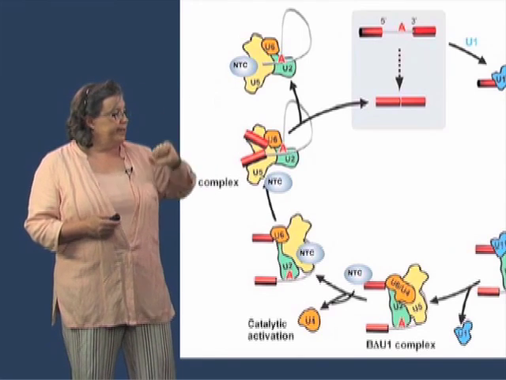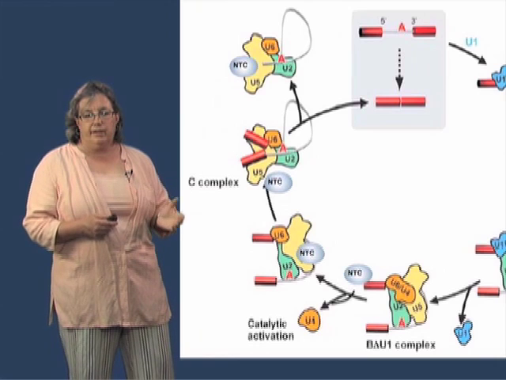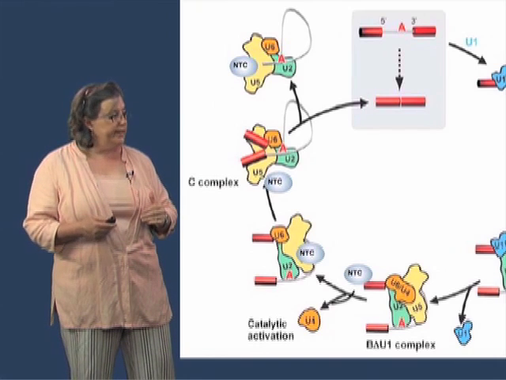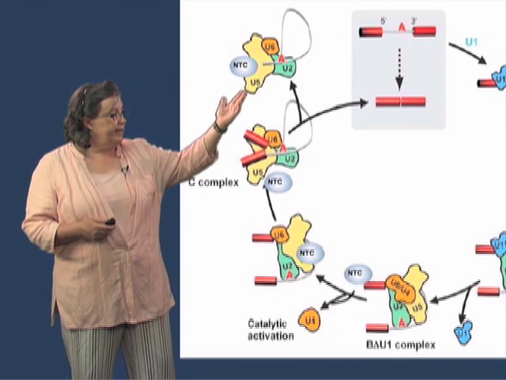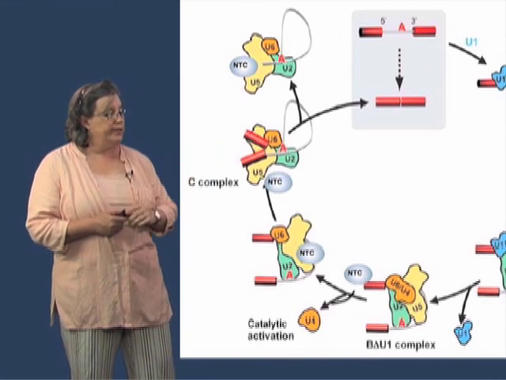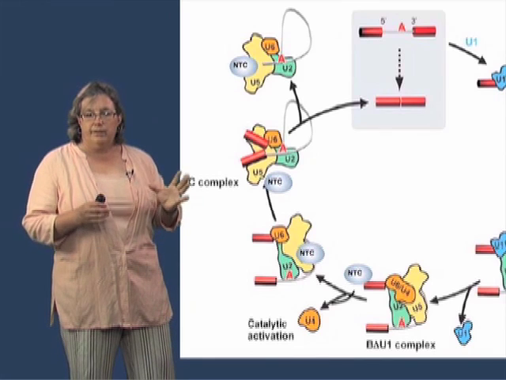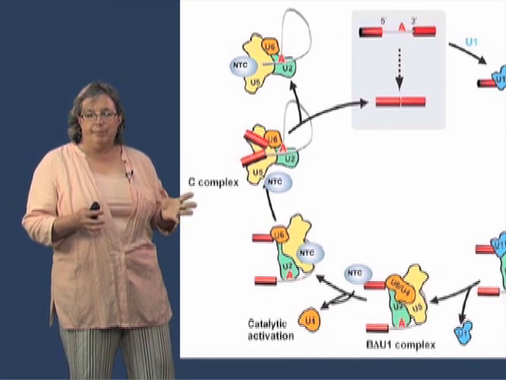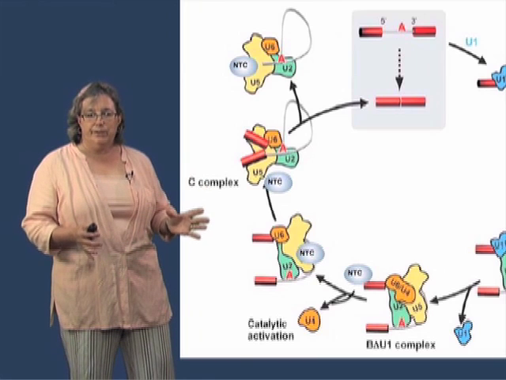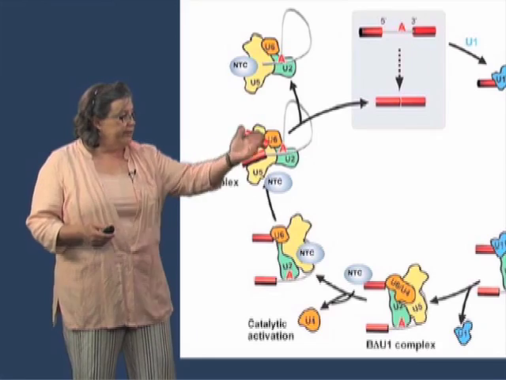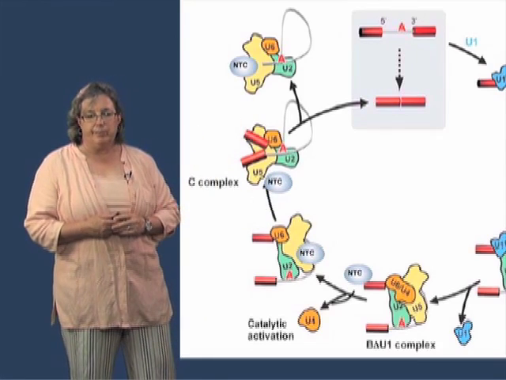Once the second step of splicing is complete, the spliced product is released, and the spliced out intron leaves with the rest of the spliceosome. That spliceosome machinery has to disassemble, and then it's reassembled anew on each new round of splicing, so ergo the spliceosome cycle.